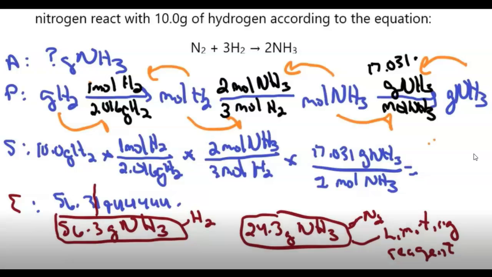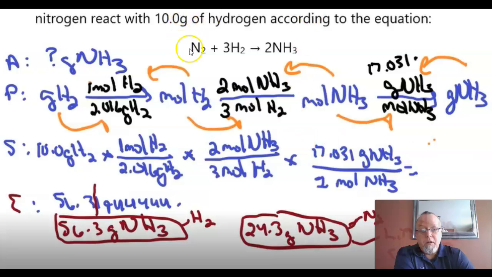Now there is a little bit of an easier way of doing this, a lot easier way. You could turn both of these, 20 grams of nitrogen and 10 grams of hydrogen, into moles, do the molar ratio, and see whatever produces the fewest moles. Whatever produces the fewest moles is your limiting reagent. But I just wanted to show you how to do this fully out.